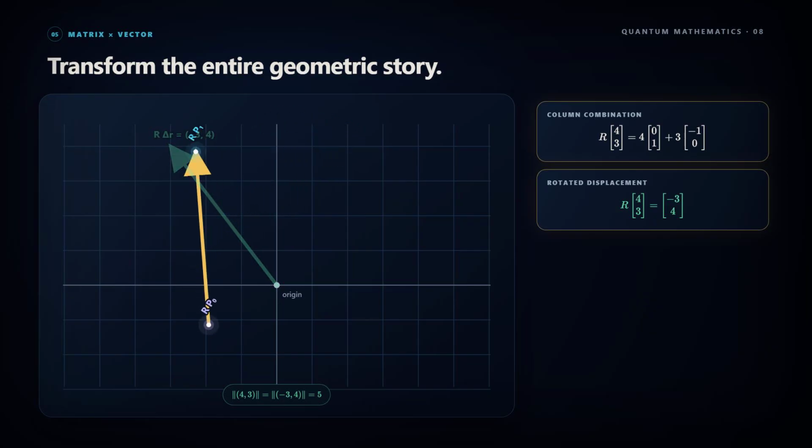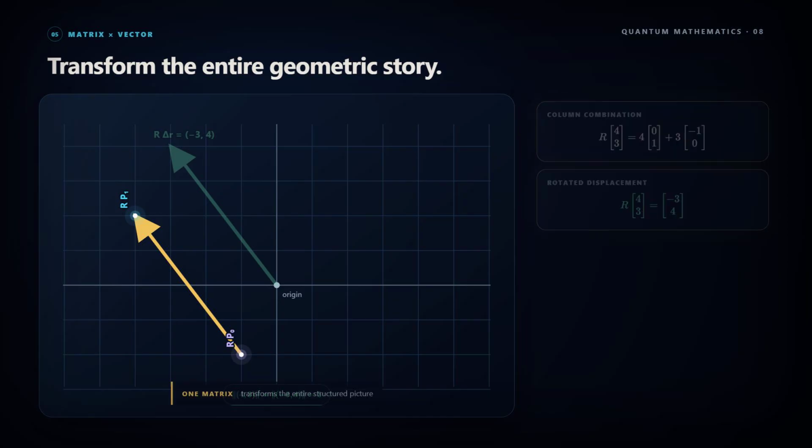Now apply the same matrix to both detector positions. The two flashes and the line between them rotate as one coherent event. Straight lines remain straight, intersections remain consistent, and every coordinate obeys the same rule. This is why matrix operations simplify analytical geometry. One transformation acts on an entire structured picture, not on isolated numbers.